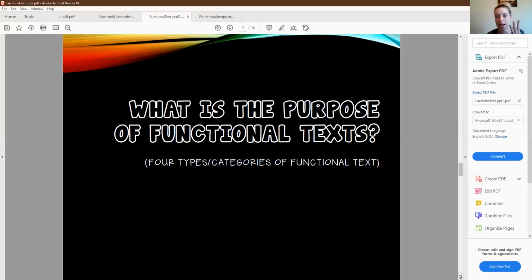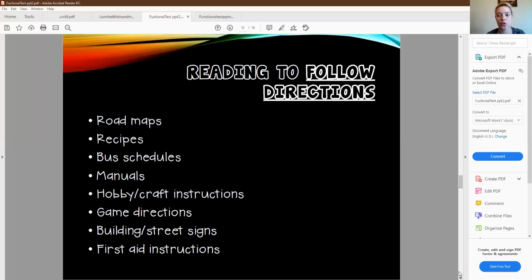Okay, so we have 4 main types of functional text, 4 different categories. So our first category is going to be to follow directions. Okay, so we use all of these different types of functional text to follow directions. So we could use roadmaps, recipes, bus schedules, manuals. Manuals are kind of like those instruction books that come with games, or to put together a certain object like a desk or something. Craft instructions, game directions, building and street signs, first aid instruction. So our first category is just following directions. So we have functional texts that help us follow directions.